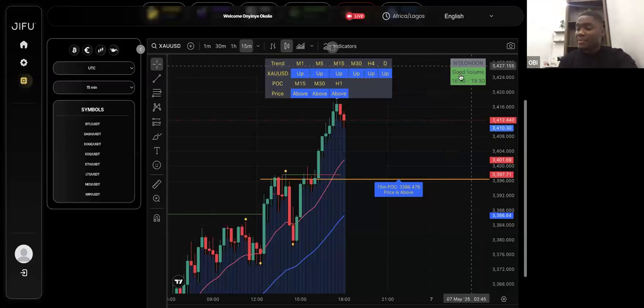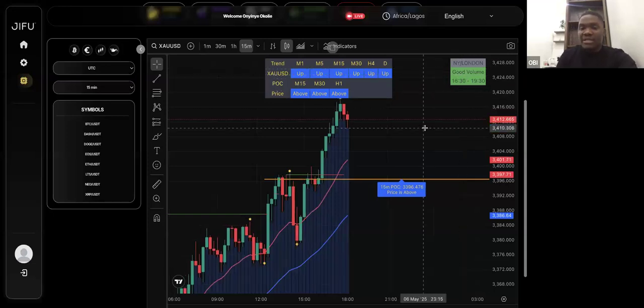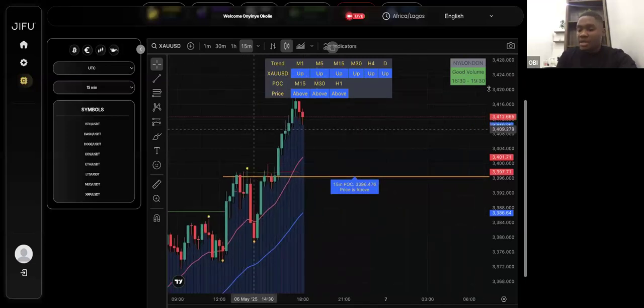So good volume here simply means that the movement of the market is as fast as possible. This green color here is called good volume.